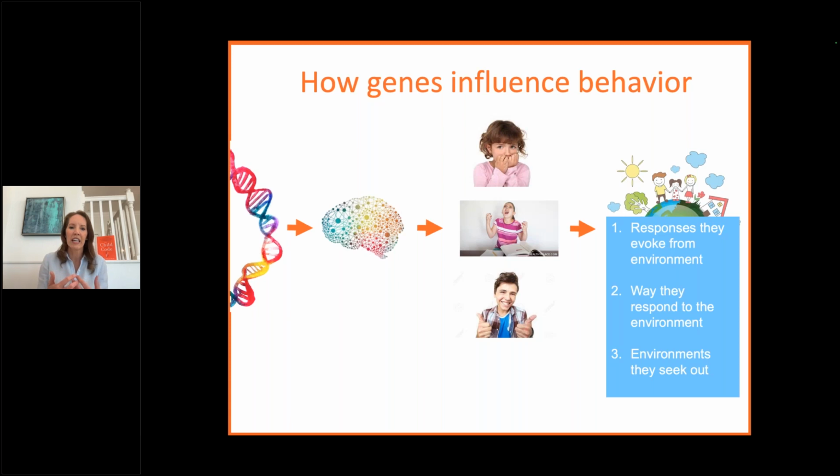So with our kids, the way they respond to the environment is different. We might have seen this. I have two children, and with one of them, a harsh look stops them in their tracks, and with the other one, a harsh look barely registers. They keep plowing right on with what they're doing. The third way that our genes influence our kids' interactions with their environments is the environments that they seek out.